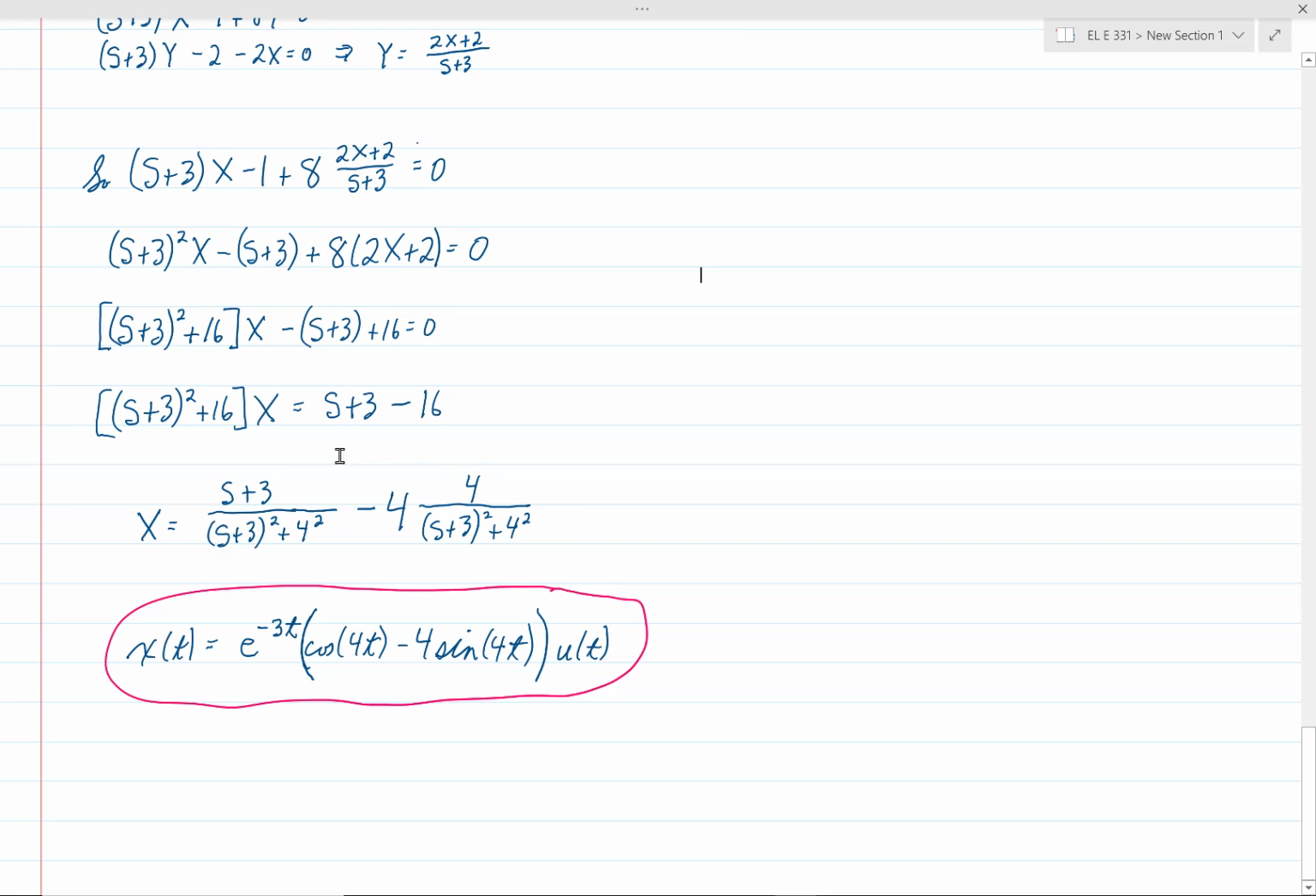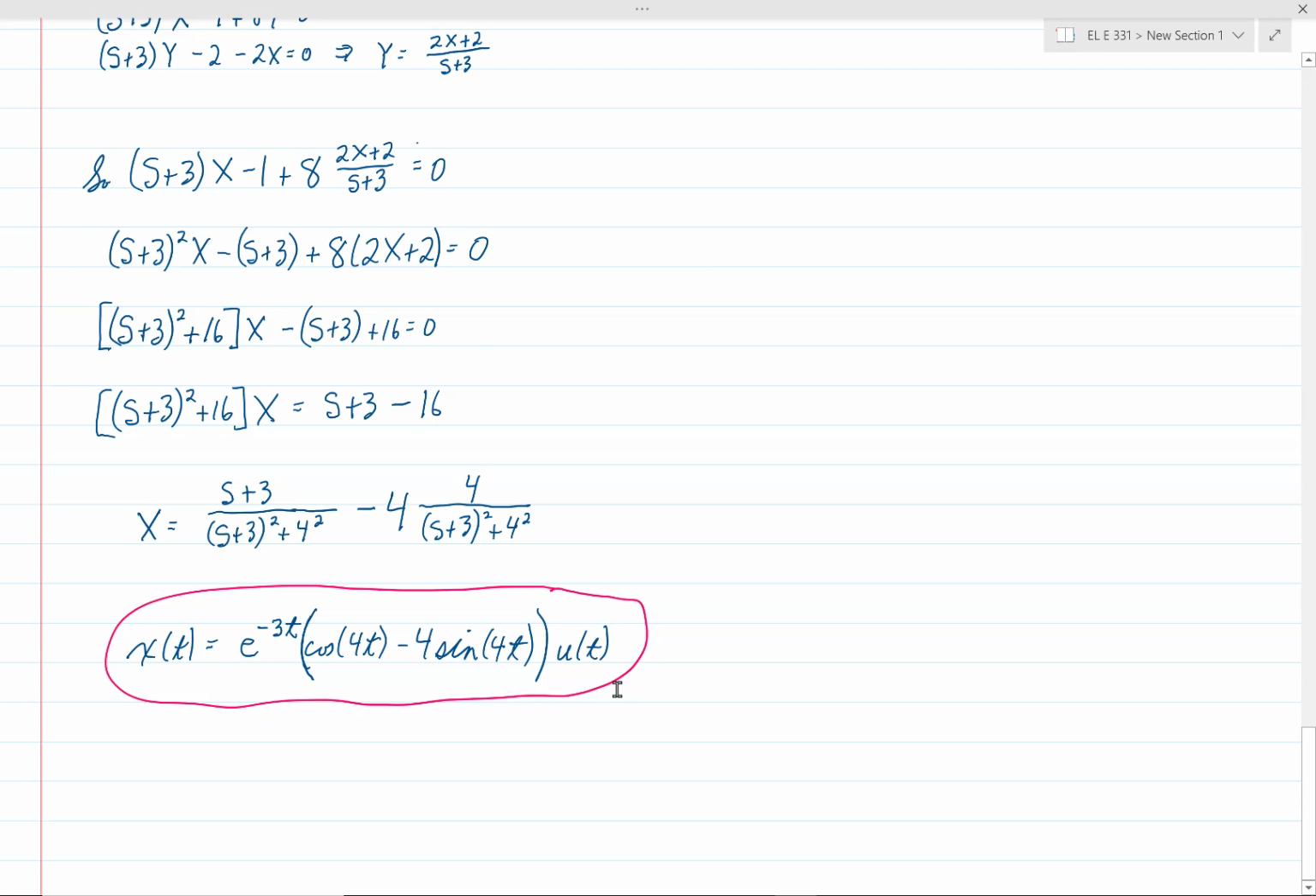And this is just perfect because, as you probably recognize by now, this is the Laplace transform of e to the minus 3t cosine 4t u(t). And this part right here is the Laplace transform of e to the minus 3t sine 4t u(t), and that's getting multiplied by negative 4. So our final answer, after we take e to the minus 3t out of both terms, is e to the minus 3t times the quantity cosine 4t minus 4 sine 4t, all times u(t).